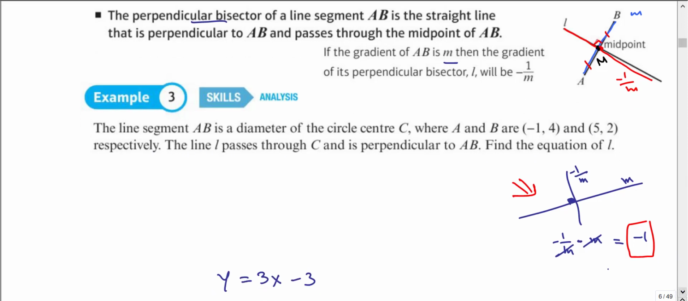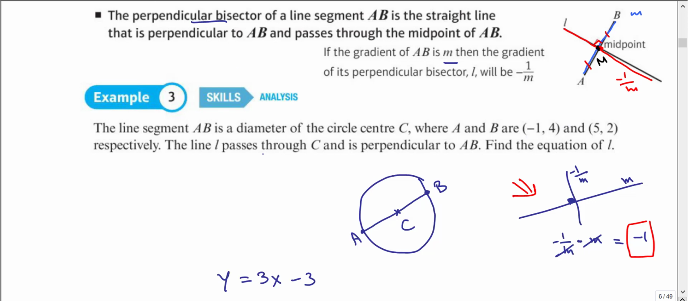Let's sketch it roughly. This is a circle. This is the center. This is A. This is B. And this is the center. Let's say center C or M or anything. The coordinates of A and B are given.